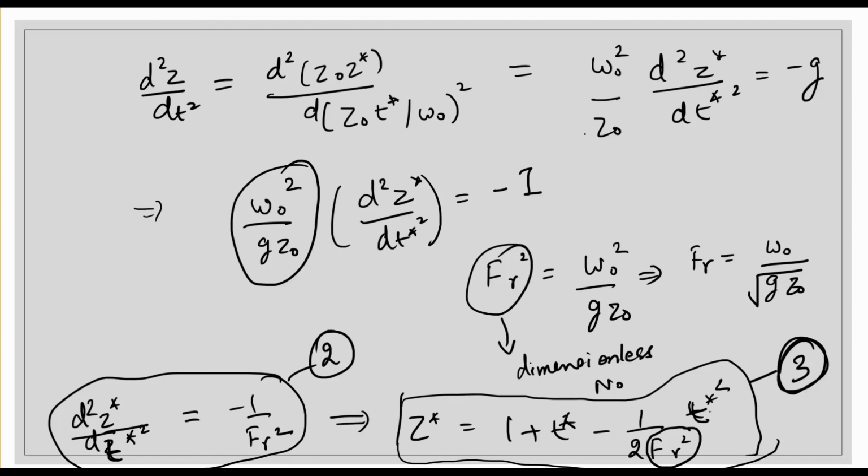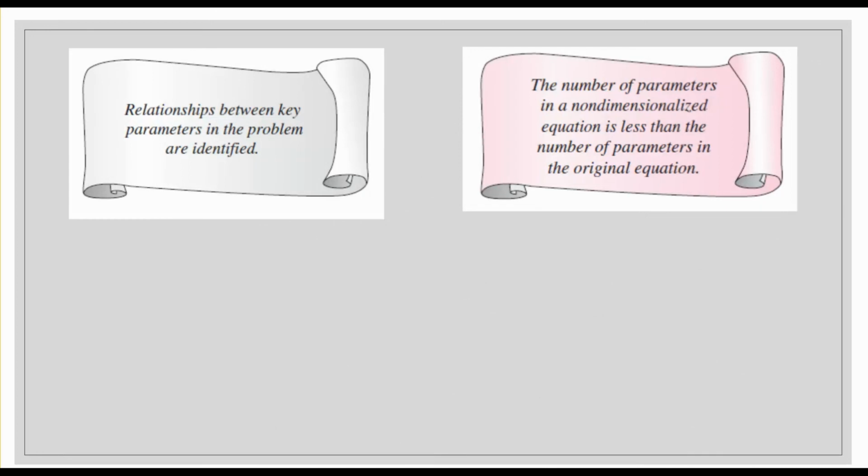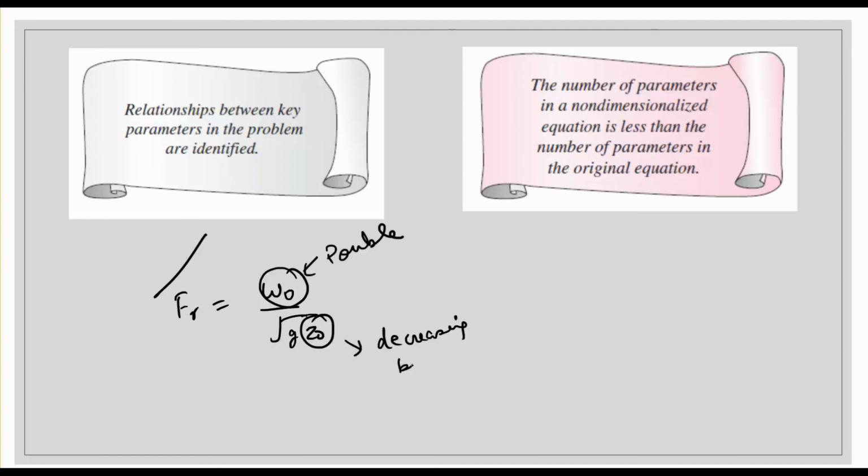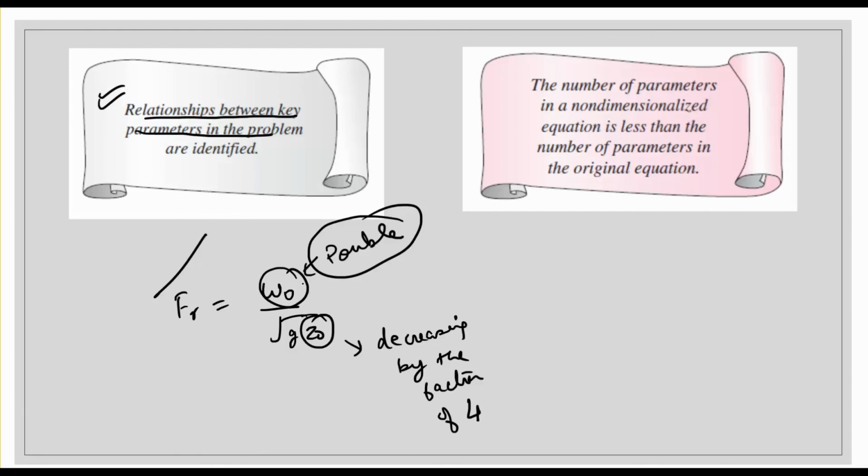The first benefit is that it reduces the number of parameters, and secondly we can identify the relationship between the different parameters. So what is the relationship we saw? Since our Fr is equal to omega naught by under root g by z naught, with the help of dimensional analysis we have established the relationship between the key parameters. If we double this value of omega naught, it will have the same effect as if we decrease this z naught by 4 times. All our dynamics will remain the same.